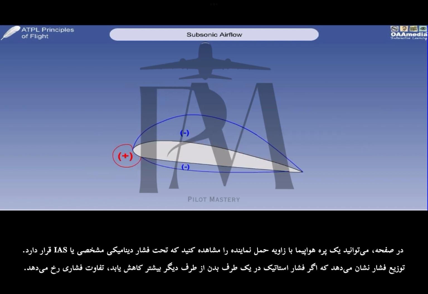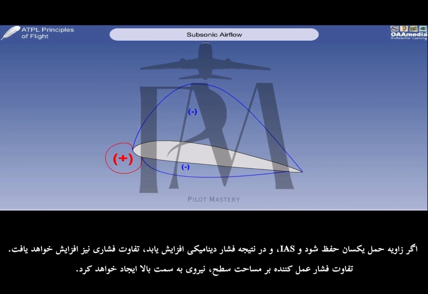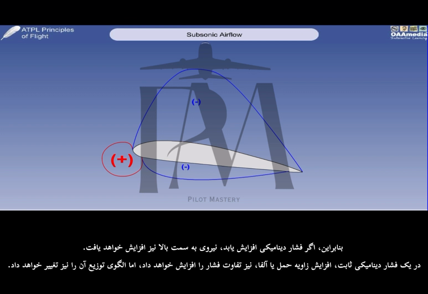On the screen, you can see an aerofoil at a representative angle of attack, subject to a given dynamic pressure or IAS. The pressure distribution shows that if the static pressure on one side of a body is reduced more than on the other side, a pressure differential will exist. If the same angle of attack is maintained, and the IAS, and thus the dynamic pressure, is increased, the pressure differential will increase. The pressure differential acting on the surface area will produce an upward acting force. So, if dynamic pressure increases, the upwards force increases.